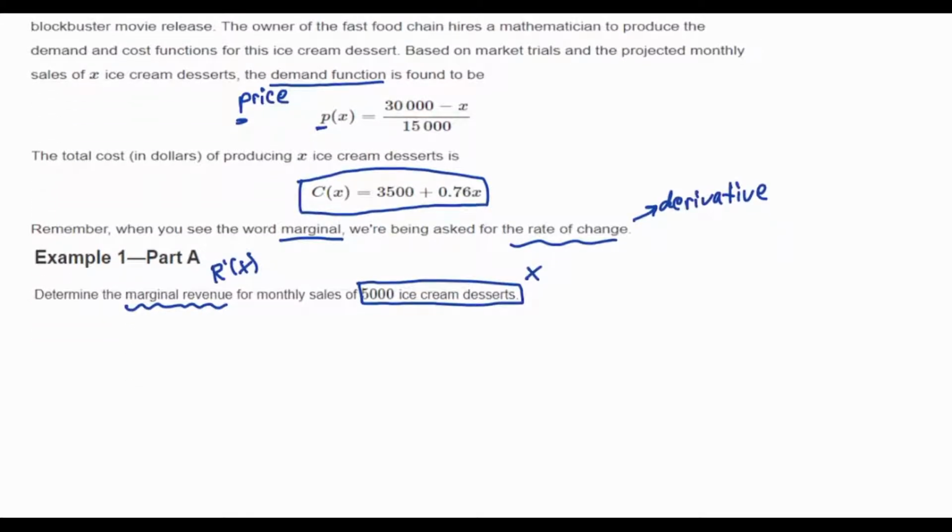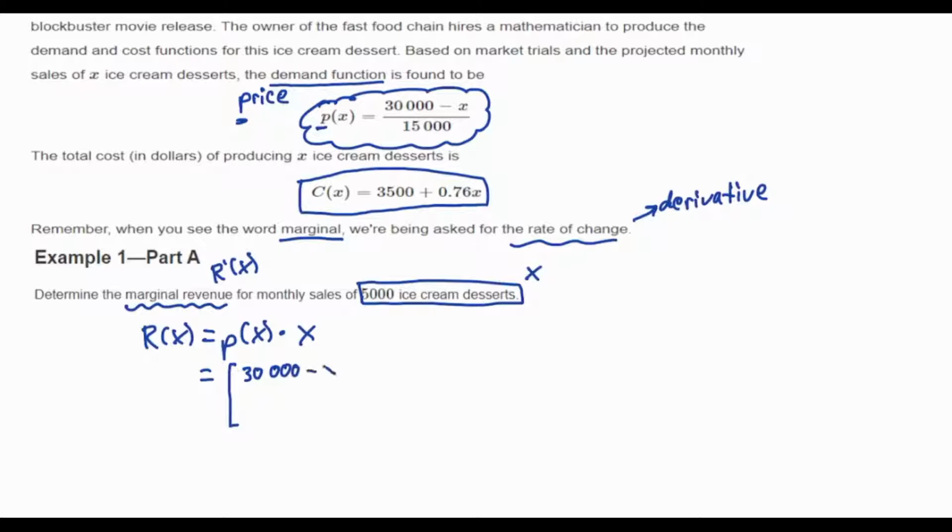So first of all, let's start with our revenue function. R of X is equal to P of X times X. So price per unit times units sold. And let's plug those chunks in. So P of X, remember the price per unit sold is given by its own function up here, the demand function. So let's sub that value into our equation. So instead of P of X, I'm going to write 30,000 minus X over 15,000 times X. And we actually know our X value, but for now, we're just going to leave it as a variable.